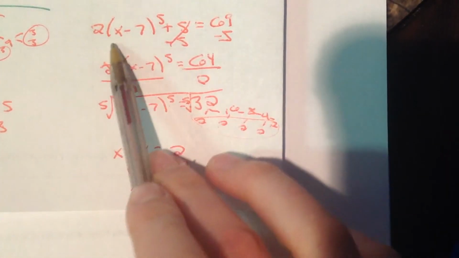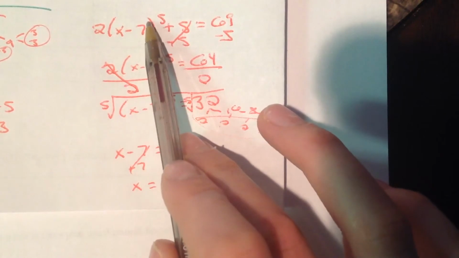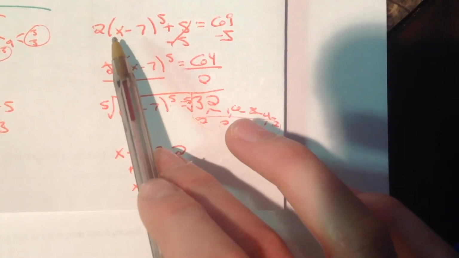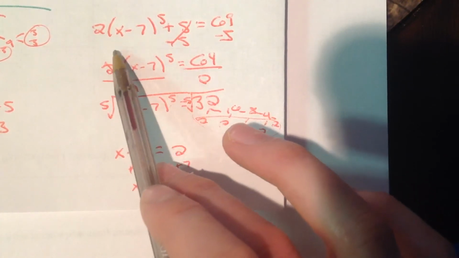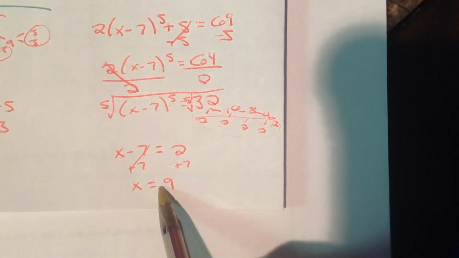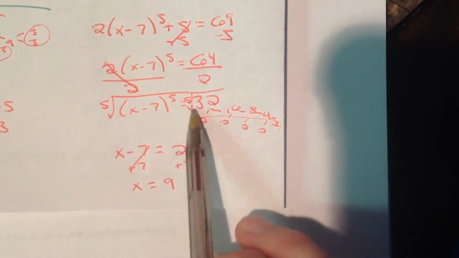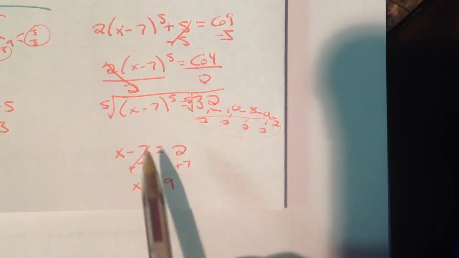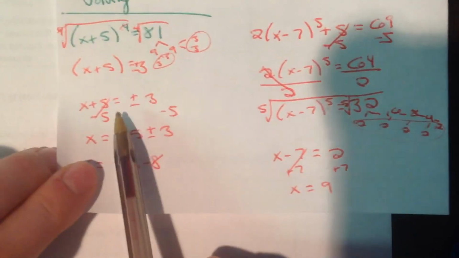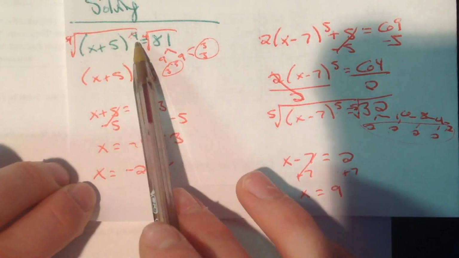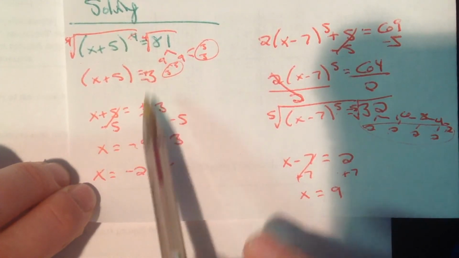So the first thing we need to do is get the thing with the power by itself. Then we take the root to get our solution. Odd root means we take the sign of whatever we're taking the root of. Even root means we have plus or minus whatever comes out.